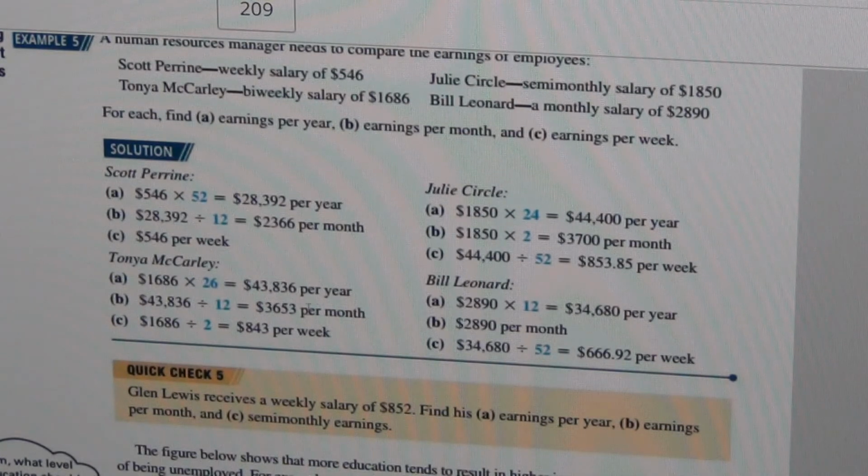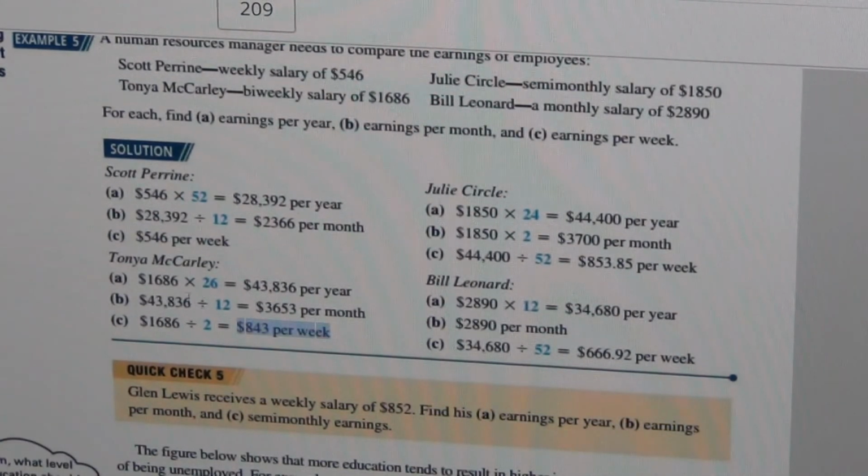Then we could take the per year and divide it by 52. Or we could start with this, which was every 2 weeks, and just divide it by 2. That gives us what you want per week. So there are different ways you can get to the same number, but you can see the objective here is to find a way to compare Scott Perrine to Tanya.